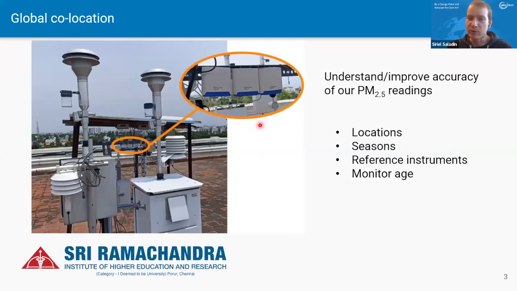And it is related to a global collocation project that we are involved in, where we run this project. This is a picture from Chennai in India, where we have 3 outdoor monitors collocated with a reference instrument. And we do that to understand and improve the accuracy of our PM2.5 reading, also in the context of different locations, different types of aerosols, different seasons throughout the year, and also comparison of different reference instruments, so different types, and also to observe, for example, the drift that might occur as the monitors get older.